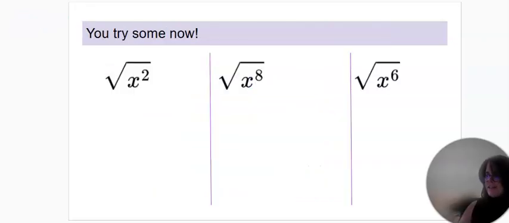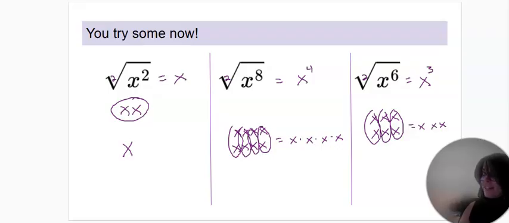I want you to try these on your own. Pause the video and then come back and check your work. How'd you do? Did you notice that there were no leftovers? Everything paired up. That means there's no more radical. These were actually perfect squares. It looks funny because those exponents aren't perfect squares. But when we're looking at variables, we're looking at how many there are. Pairs come out. 1 pair, 1x. 4 pairs, 4 x's. 3 pairs, 3 x's.